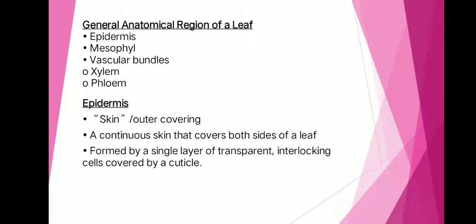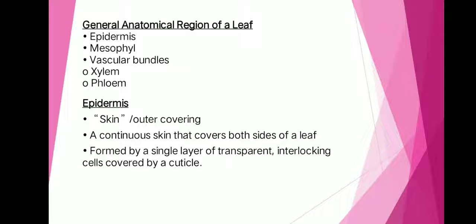General anatomical region of a leaf. Epidermis, mesophyll, vascular bundles, xylem, and phloem. Epidermis, the skin or outer covering, a continuous skin that covers both sides of a leaf, formed by a single layer of transparent, interlocking cells covered by a cuticle.